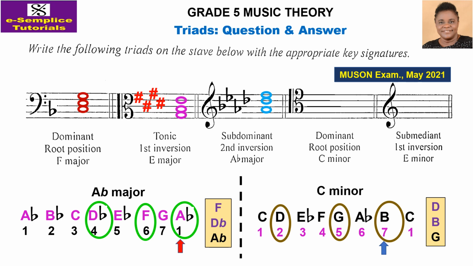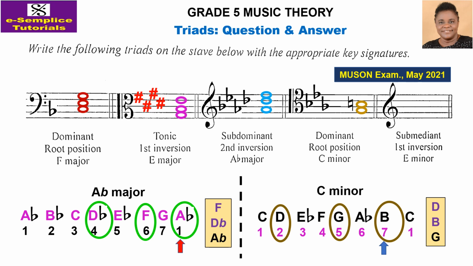Now we can put these on the stave, but first let's put the key signature accidentals of C minor, which are B flat, E flat, and A flat. Now we can add our notes. G first, followed by B. But please note, B is natural.